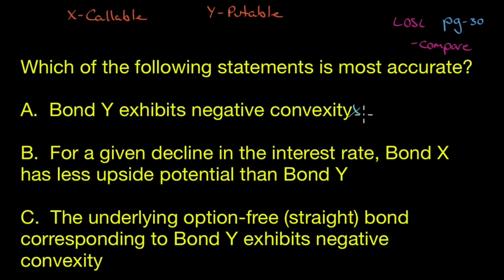Let's just look at C. The underlying option-free bond corresponding to bond Y exhibits negative convexity. Straight bonds have positive convexity only. We know that is wrong. By default, we only have one answer, which we knew is B.